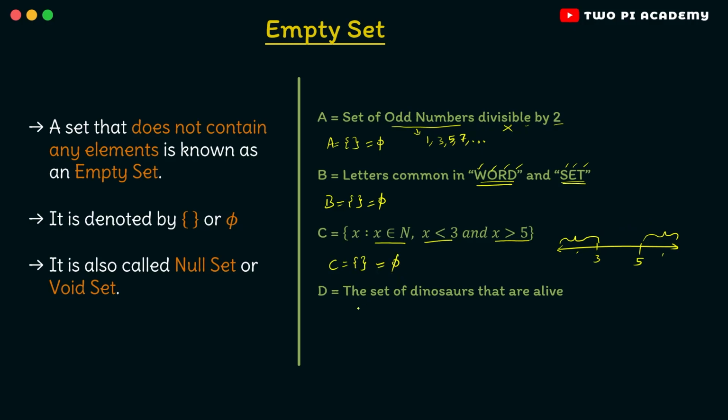And finally, the set of dinosaurs that are alive. So sets need not be just numbers, letters, etc. They can also be animals or any objects, right? And we know that dinosaurs do not exist now, right? They are all dead. So therefore, the set of dinosaurs that are alive will also be an empty set. So this is what an empty set means. Now let's move on to the next topic, that is singleton set.